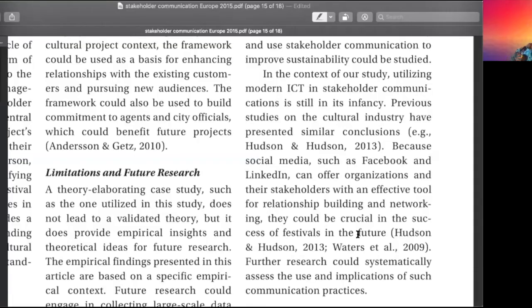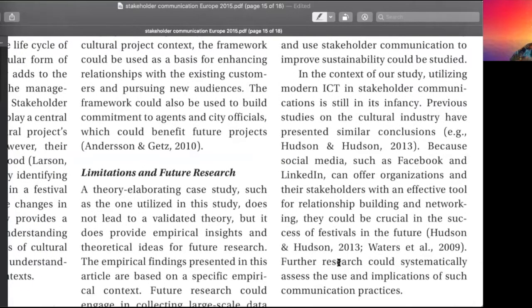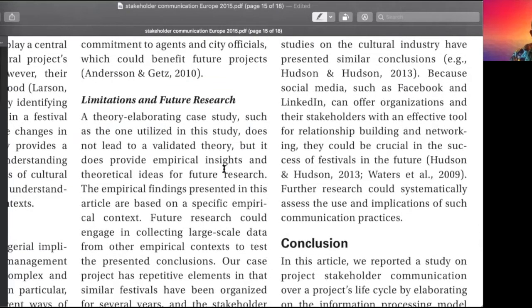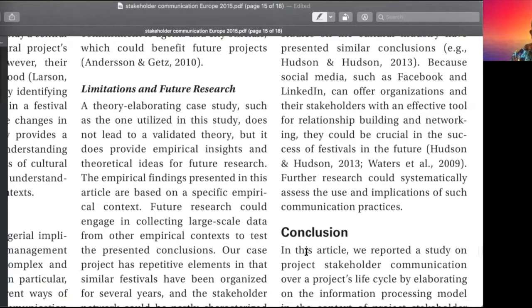It was studying festivals, so he's trying to tell us that future projects which focus on festivals can consider how Facebook and LinkedIn actually mediates or influences stakeholder communication. That's what he's trying to say. So you see that further research could systematically assess the use and implication of such communication practices. So what you see here is that many authors who write good academic work in their conclusion or just before their conclusion usually state out what future research should do. And in their beginning, they also point out gaps that encourage them to do that particular research.